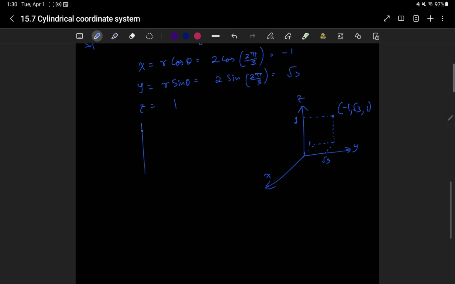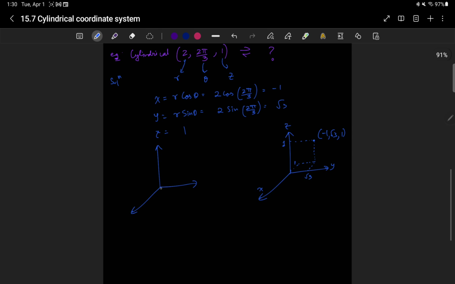Or if you want to plot it directly using the given values, 2 would mean the projection is at a distance of 2 and an angle of 2 pi over 3. 2 pi over 3 is more than pi over 2, it's 120 degrees. So 120 degrees from here is on the negative side, at a distance of 2, and then you go up to get (2, 2 pi over 3, 1). So this distance is 2 and this height is 1.